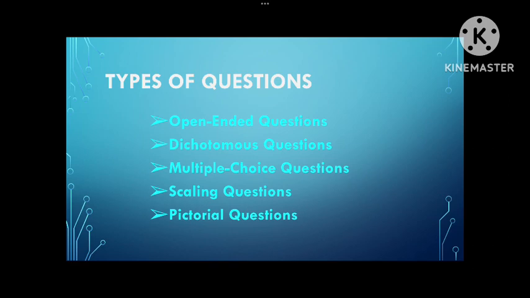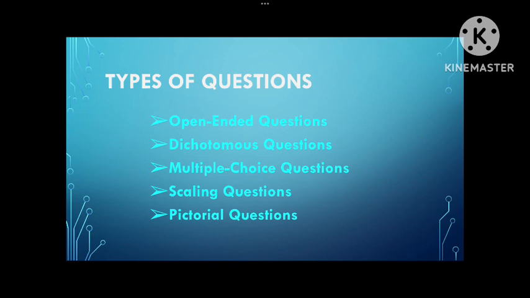Next type is dichotomous questions. The dichotomous question is generally a yes or no closed-ended question. This question is usually used in case of the need for necessary validation. It is the most natural form of the questionnaire.